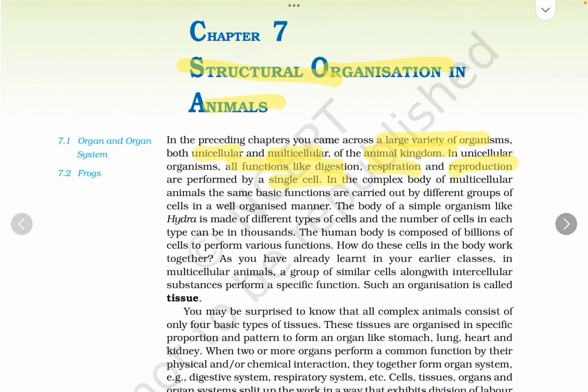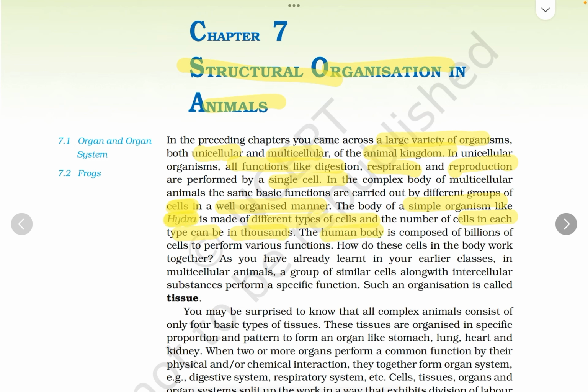In the complex body of multicellular organisms, some basic functions are carried out by different groups of cells in an organized manner. So this group of cells does the functions in an organized manner. The body of a simple organism like Hydra is made up of different types of cells, and the number of cells in each type can be in the thousands.